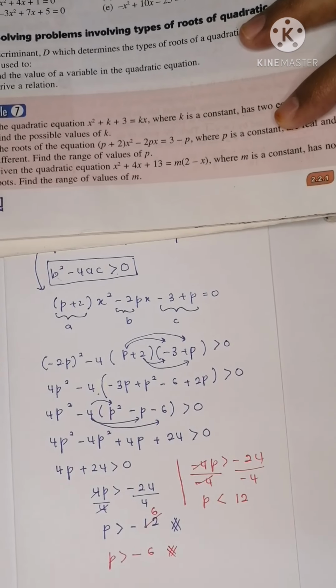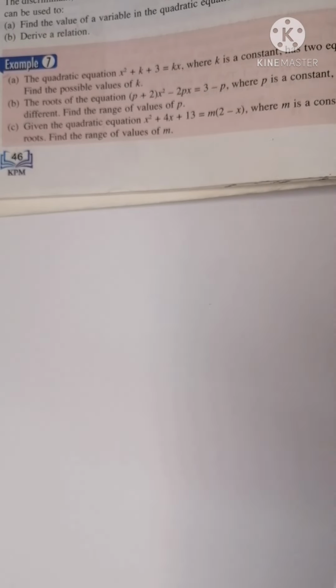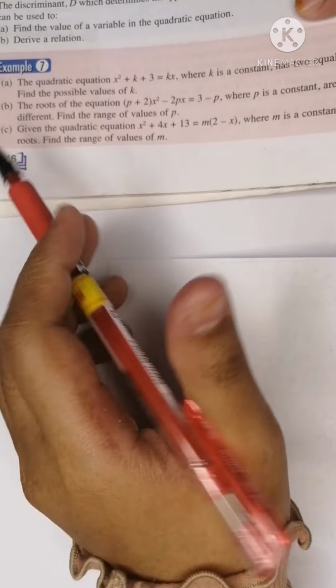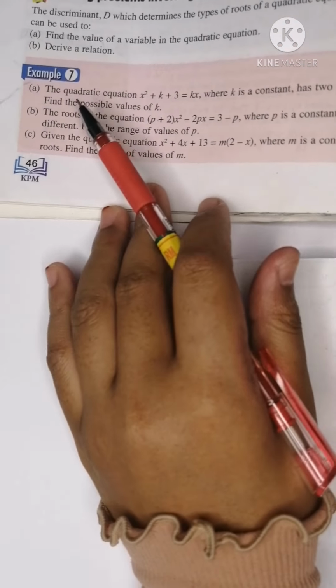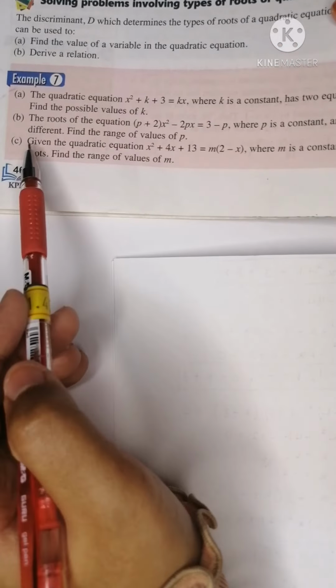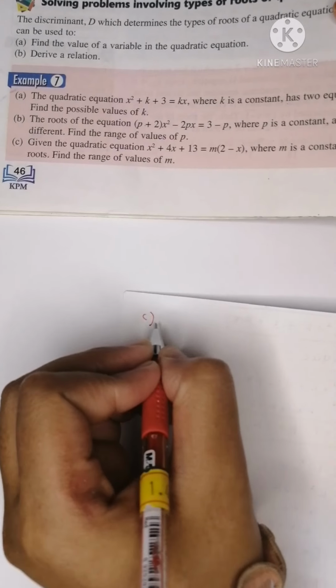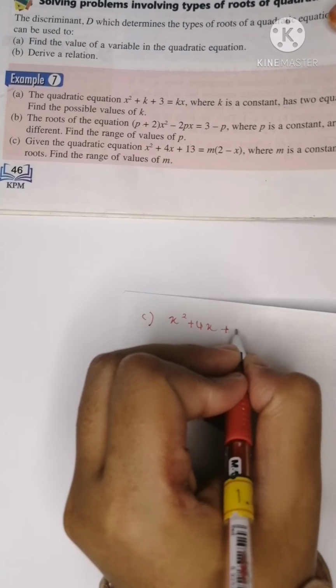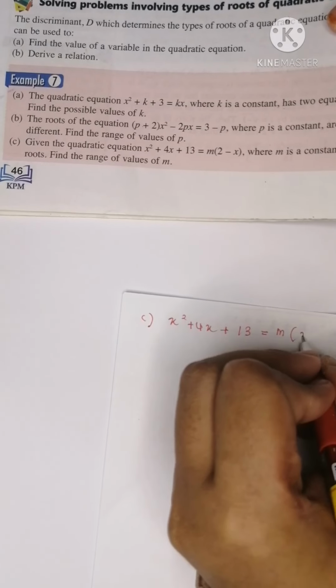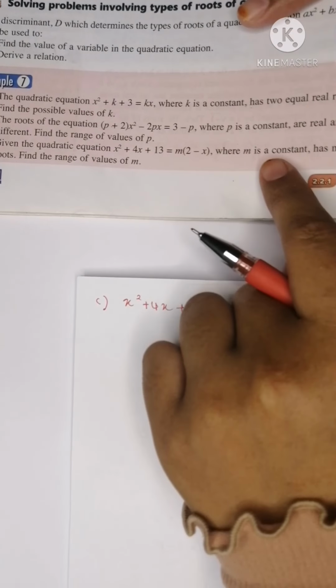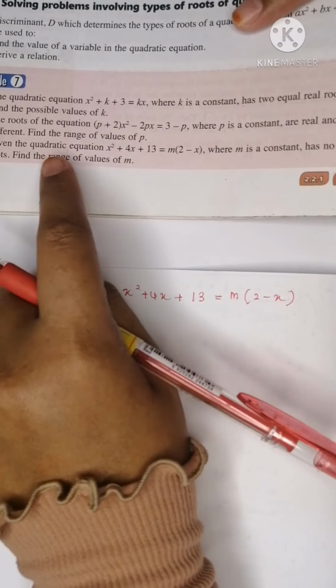Now look at C. For C, the question asks you, given the quadratic equation x squared plus 4x plus 13 equal to m2 minus x, where m is a constant, has no real roots. So find the range of the value of m.